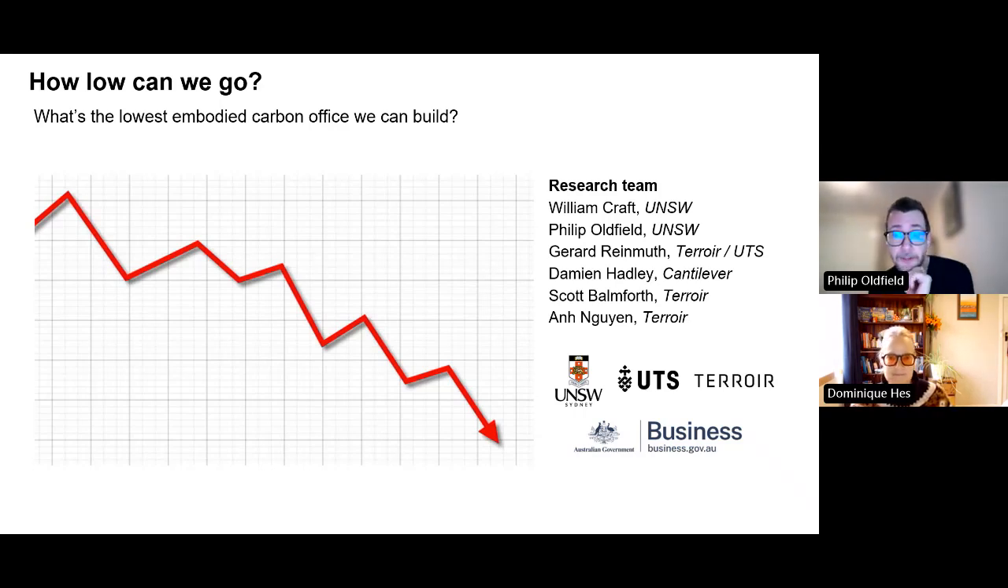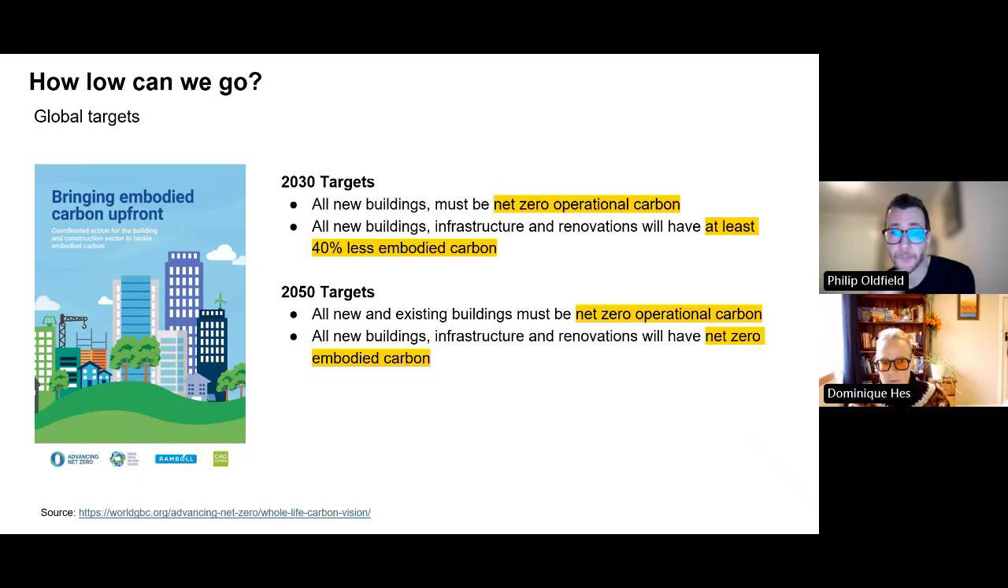Next slide, please. And we were influenced by the kind of targets we're facing globally. So the World Green Building Council have given general global targets of embodied carbon reductions. And they say by 2030, all new buildings must be net zero operational. Now, if a building's net zero operational, all the emissions are embodied, which is quite significant. But then saying all new buildings, infrastructure and renovations should have at least 40% less embodied emissions as well. So compared to now, we're already dropping 40%. And then by 2050, all new and existing buildings should be net zero operational, and all new buildings, infrastructure and renovations will have net zero embodied carbon.